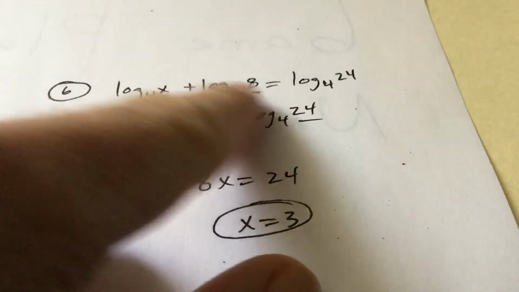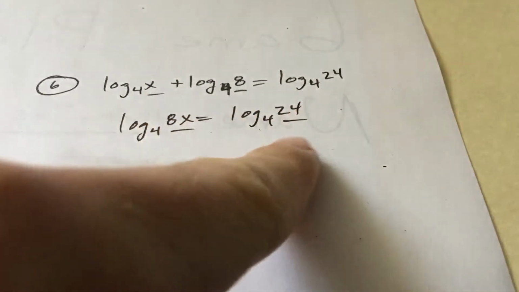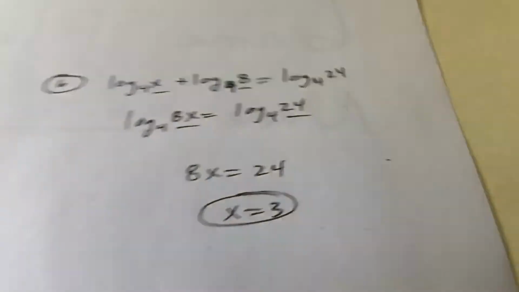Anyway, these two you combined, x and 8 gives you 8x. Equals log base 4, 24. That means 8x has got to equal 24. X is 3. Next page here.